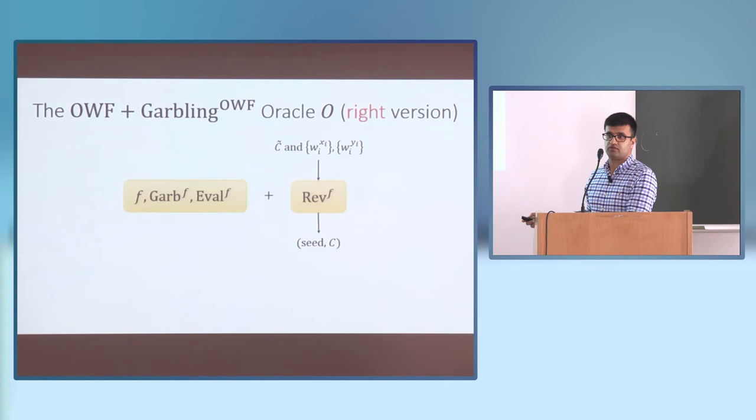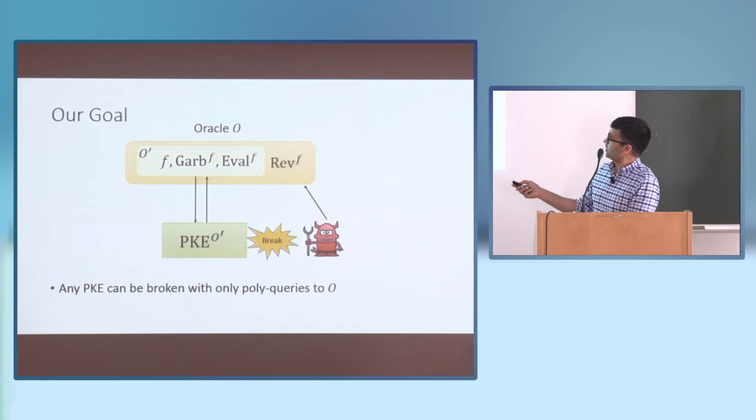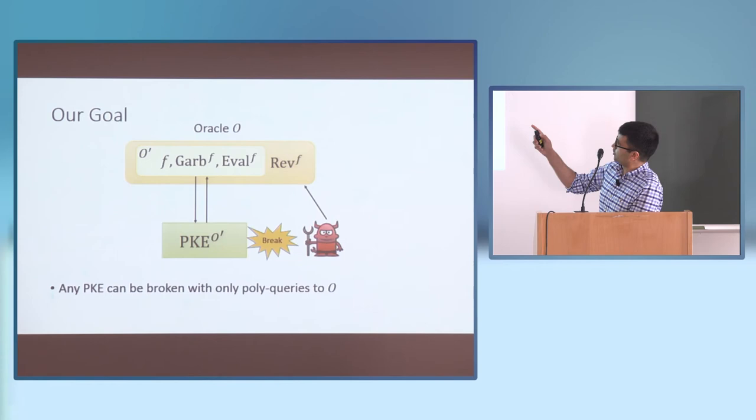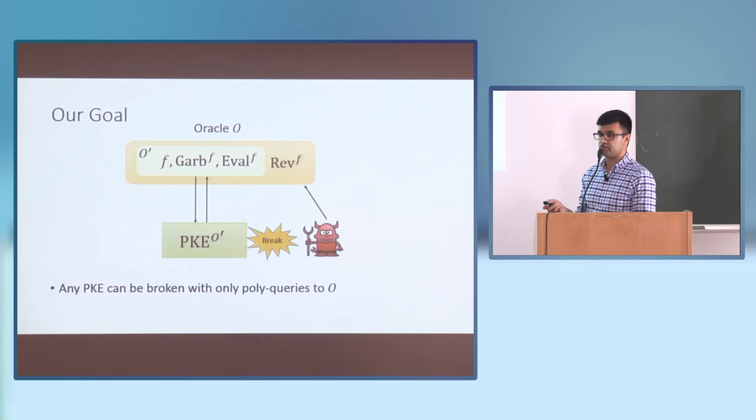Now, as the main result of our paper, we showed that any public key encryption that might make use of the oracles F, garb, and eval can be broken by an adversary that will query the same oracles as well as ref. And this turns out to be sufficient for our purposes because you can realize garbling schemes without calling ref. Okay, how much time do I have? 3 minutes, okay.